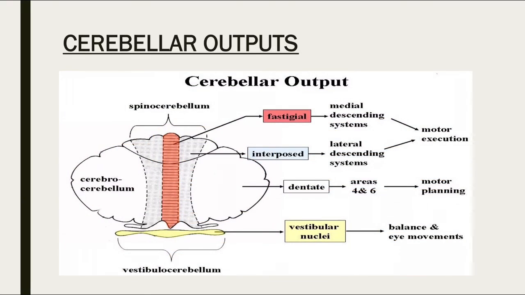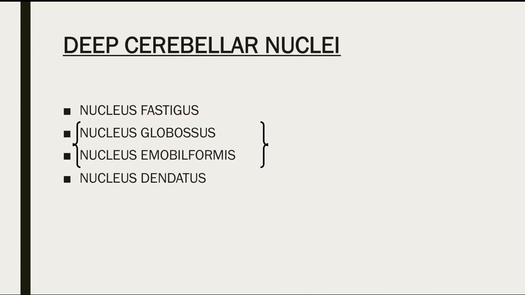Cerebellar outputs come from different parts of the cerebellum, that is, the spinocerebellum, cerebrocerebellum, and vestibulocerebellum. The spinocerebellum and cerebrocerebellum project to the descending pathways via the deep cerebellar nuclei, whereas the vestibulocerebellum does not rely on deep cerebellar nuclei and projects directly to the vestibular nucleus, controlling vestibulospinal tract activity. The deep cerebellar nuclei are the nucleus fastigius, nucleus globosus, nucleus emboliformis, and nucleus dentatus. Nucleus globosus and nucleus emboliformis together are known as the nucleus interpositus.